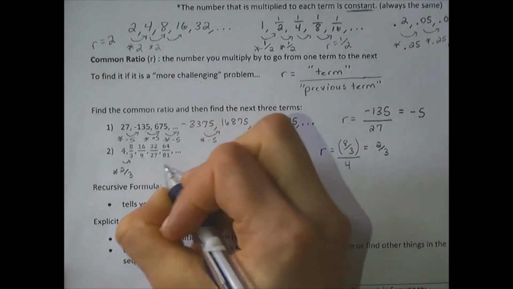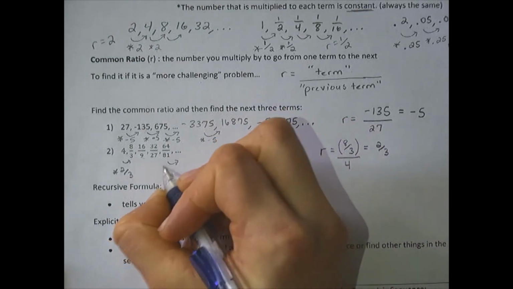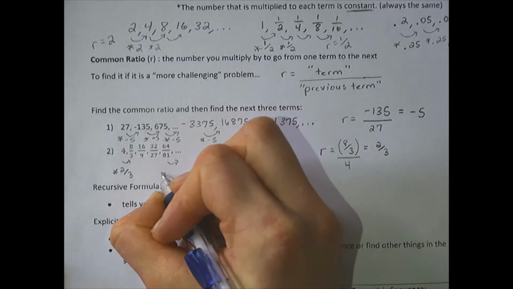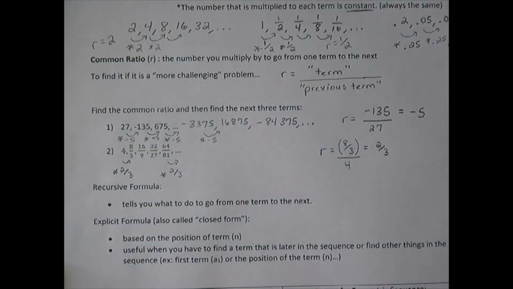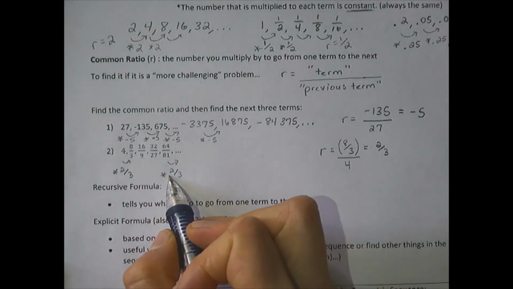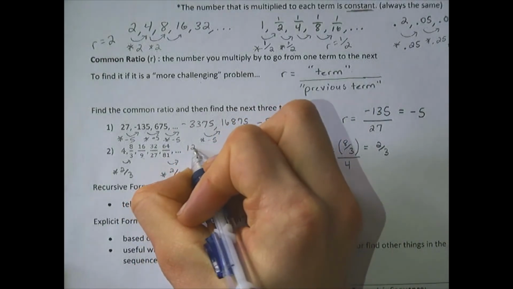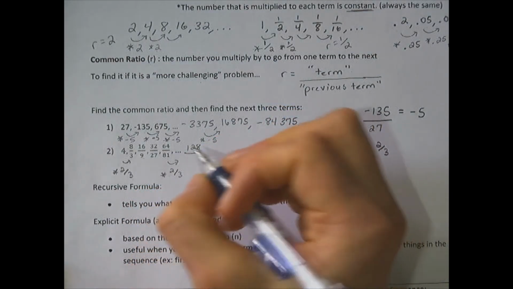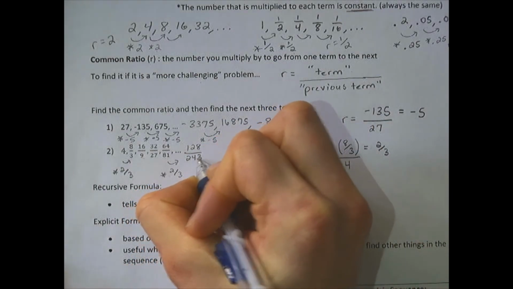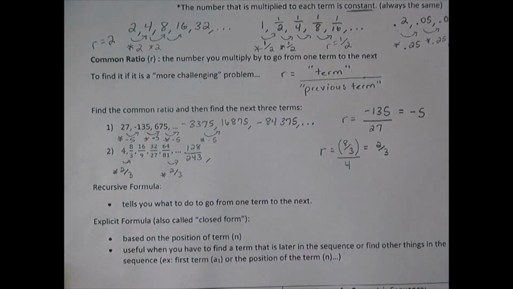All right, so to get the next 3 terms, we're going to continue that pattern. So I'm going to take the 64/81 and I'm going to multiply it by my 2/3. So 64 times 2 is 128. So that's what goes on the top. And then 81 times 3 is 243. So there's the next fraction, or the next term in my sequence.